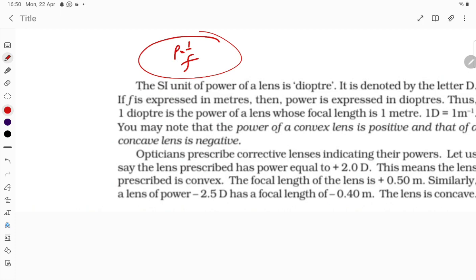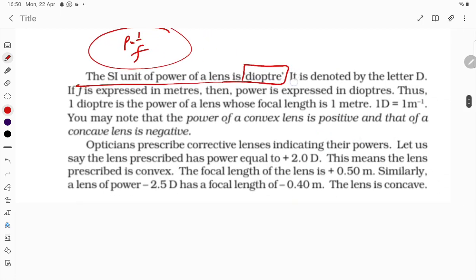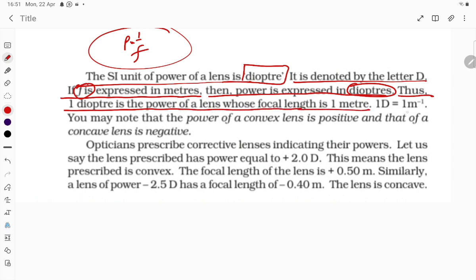The SI unit of power of a lens is the diopter. It is denoted by the capital letter D. If F is expressed in meters, F should be in meters, then the power of the lens is expressed in diopters. Thus, 1 diopter is the power of a lens whose focal length is 1 meter. 1 diopter is 1 meter inverse.